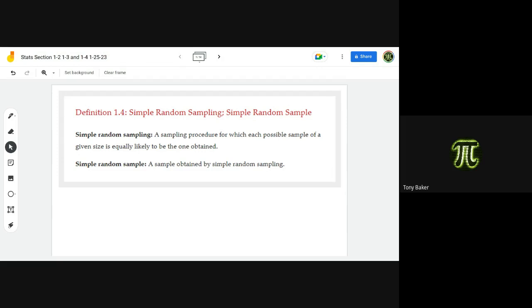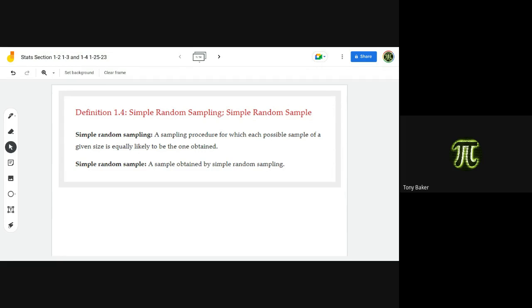So statistics in general, all the formulas and everything else work as long as you have a random sample. If you don't have a random sample, your information is going to be skewed or biased and stuff like that. So you want to make sure you get that random sample ahead of time before you start doing anything. We're going to look at a few different ways that you can get that random sample today.